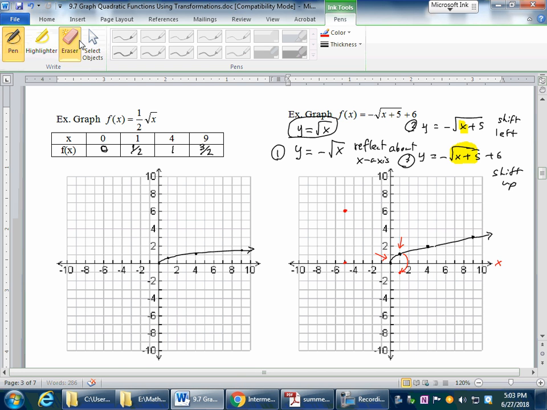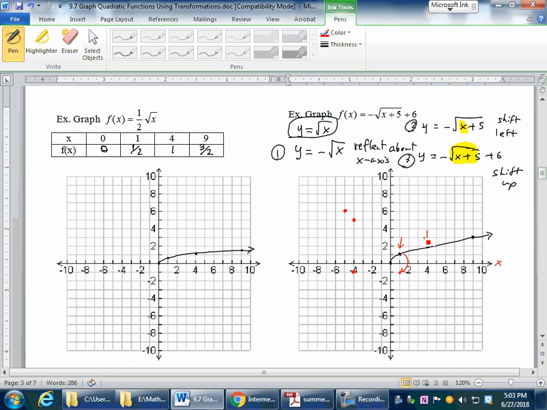Let me erase the other one so that it will be nice and neat, so you can see which point we are talking about. And then it will shift to the left 5 units. So 1, 2, 3, 4, 5, which ended up right here. And then after that, I will shift up 6 units from here. So the shift of 6 units will become that point.